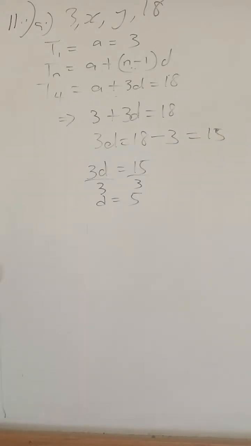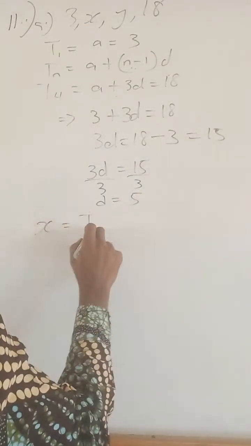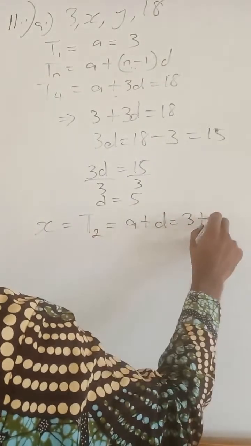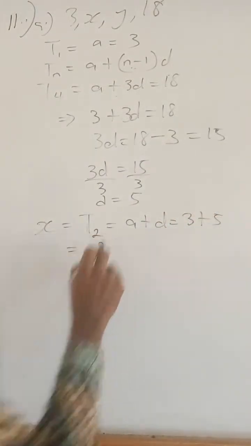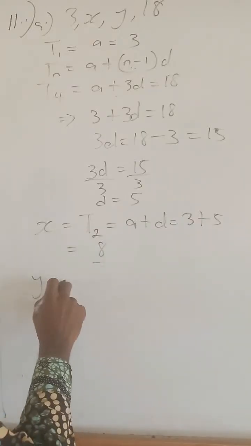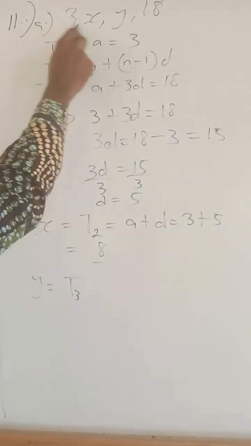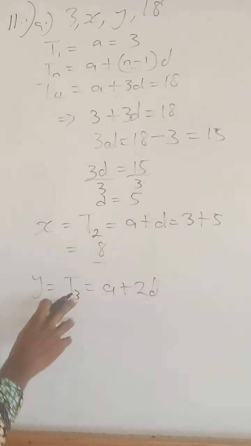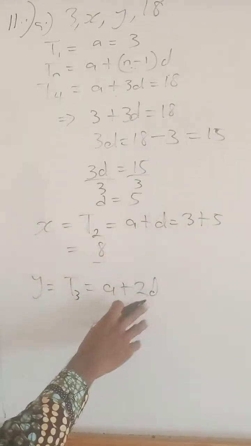Now the second term, which is x, is a plus d. That's 3 plus 5, which gives you 8. y is the third term, because you have first, second, third. So that's a plus 2d. And you wonder, how did I get the 1d and 2d here?